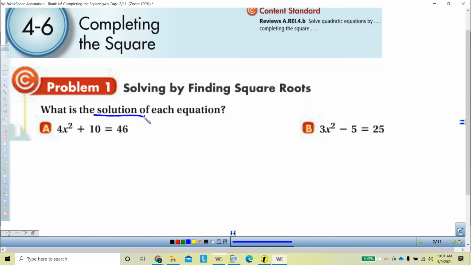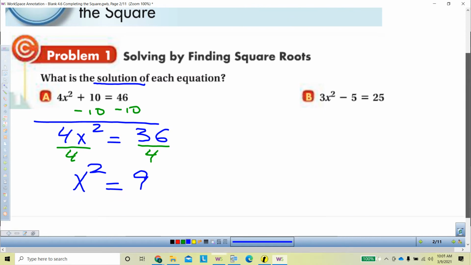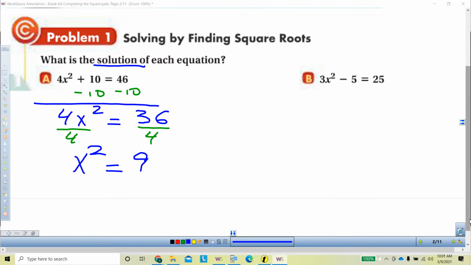We see that we have x squared, meaning we have two solutions to the equation, so we get to solve for x. We do that by subtracting 10 from both sides, and we get 4x squared equals 36. Then we divide both sides by 4, and we get x squared equals 9. The only way to undo a square is to take the square root.